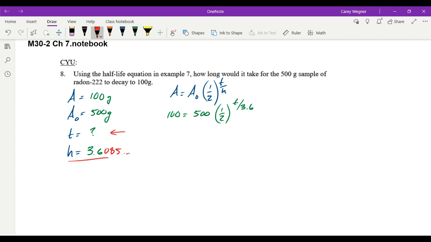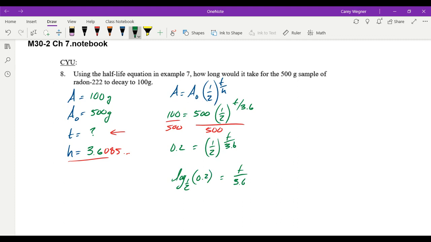As we solve from here, again, we'll start by dividing both sides by that 500. And this time, because it's easy for me to do in my head, I'm going to change this to a decimal, 0.2. That'll be a half exponent t over 3.6 with all the decimal places. Rewriting this in logarithmic form, I have a log base 1/2 equal to the exponent t over 3.6 with all the decimal places of 0.2, which is what the logarithm is operating on.